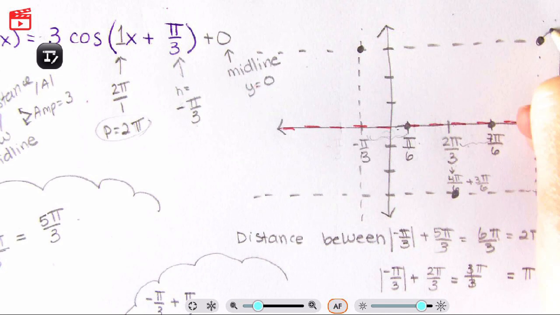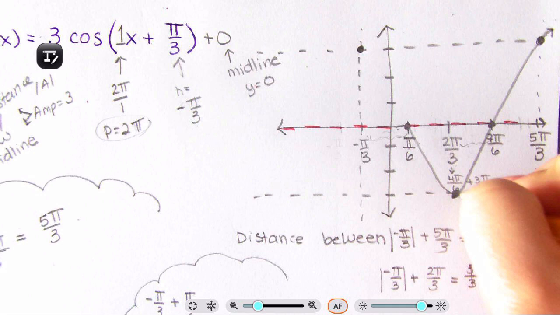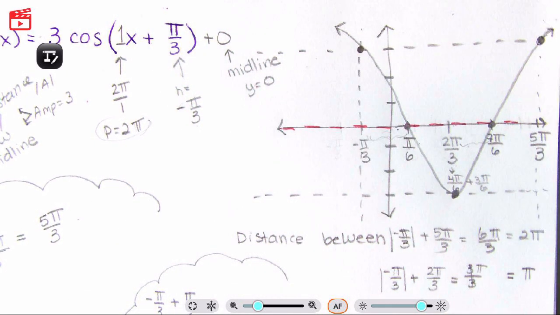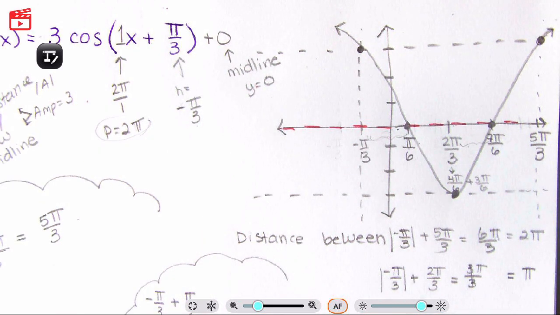Okay, so now that that's mentioned, let's go ahead and connect. And remember, arrows, it is continuous. Make sure it looks a little bit smooth when you are connecting at the middle. And there you have it. That is your cosine wave for this given function. All right, let's try another one. Example number 2.